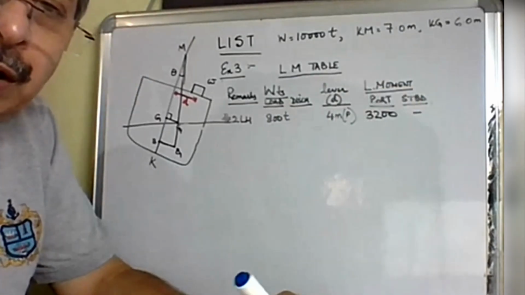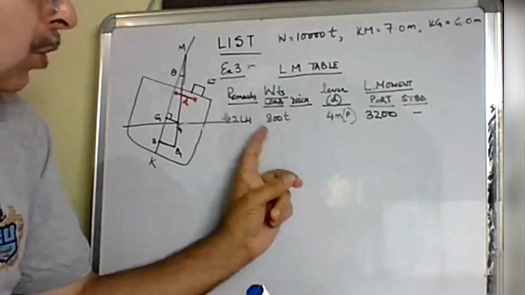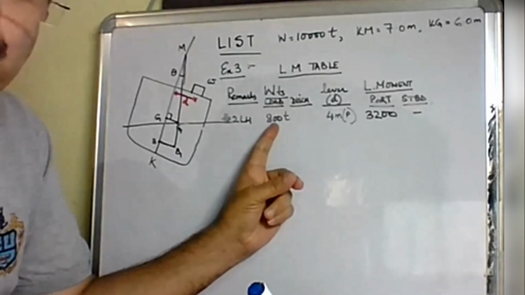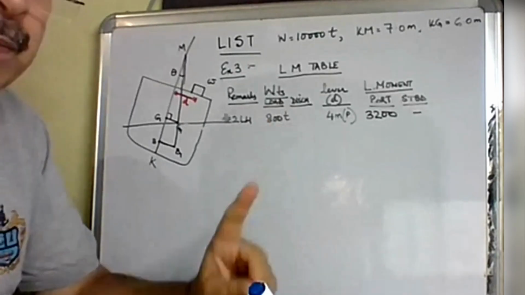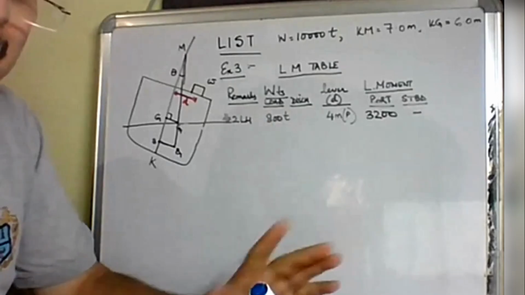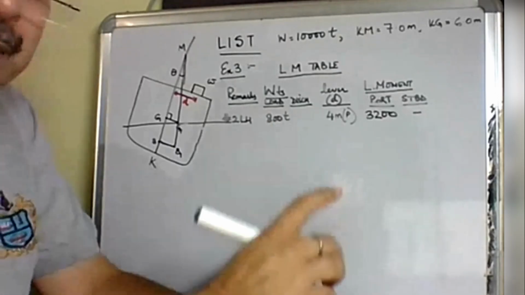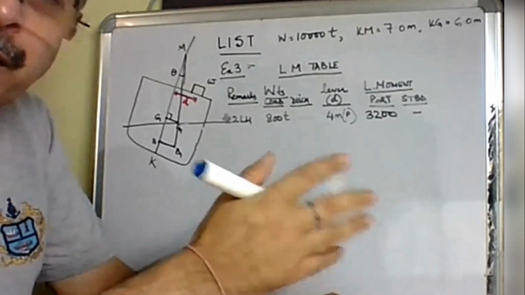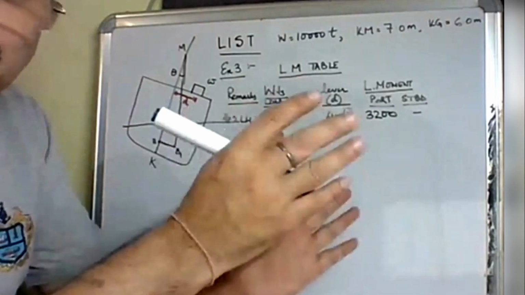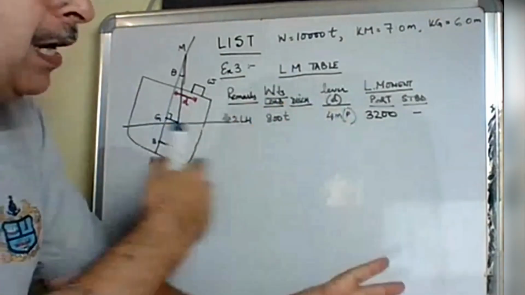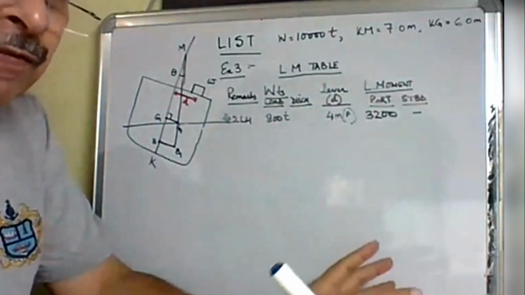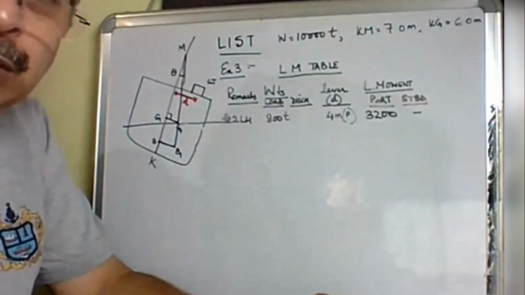Yes, sir. Okay. For the KG, because I'm discharging, my KG will also change. For that, I'll have to make a vertical moments table. I'll make that separately. For the time being, I'm making them separate. Later, if you can handle multiple operations, then you can unify them and make one big table. But for the time being, I'm making a separate table to explain.